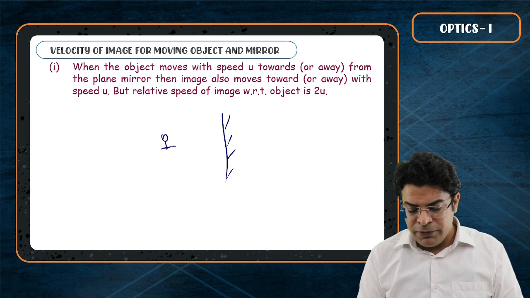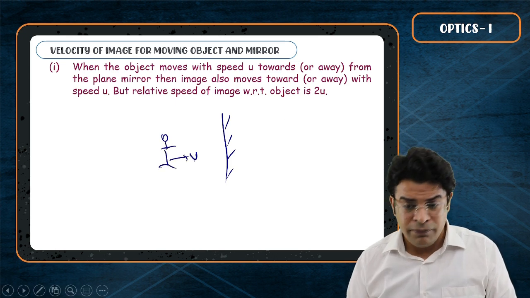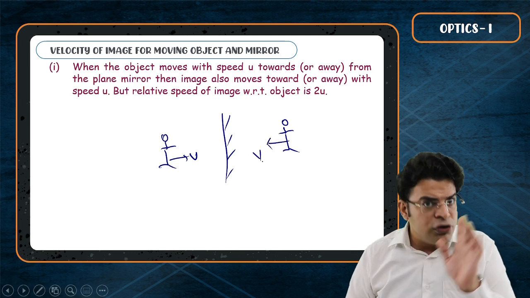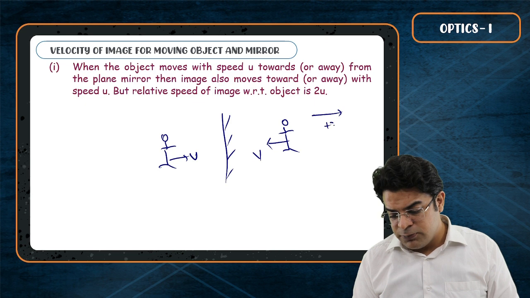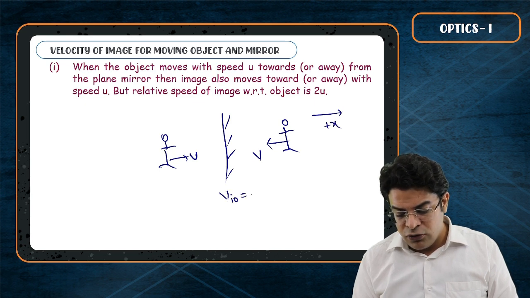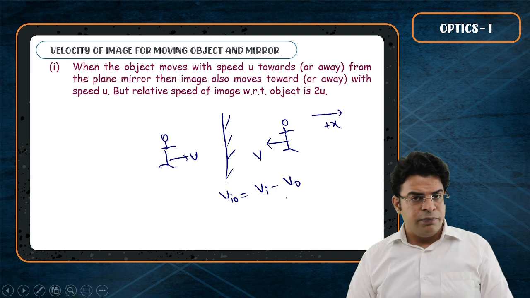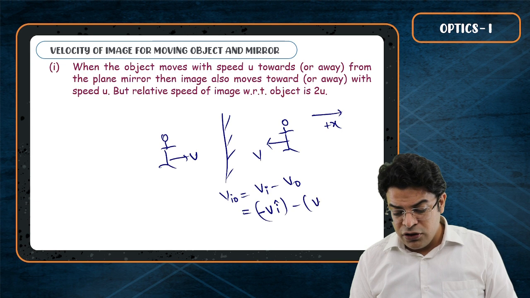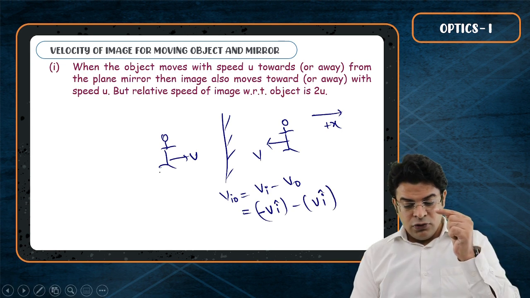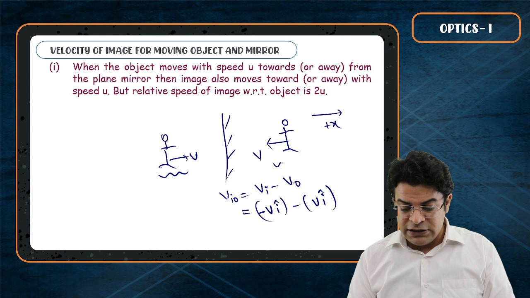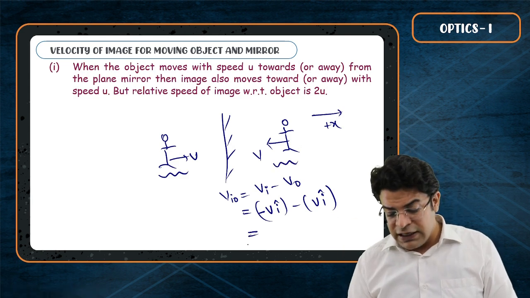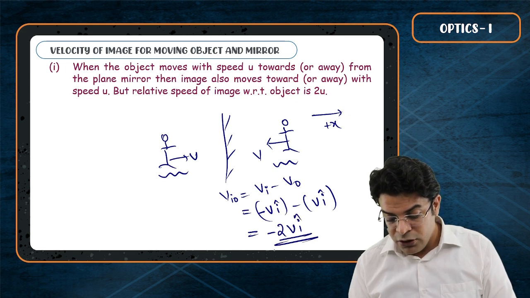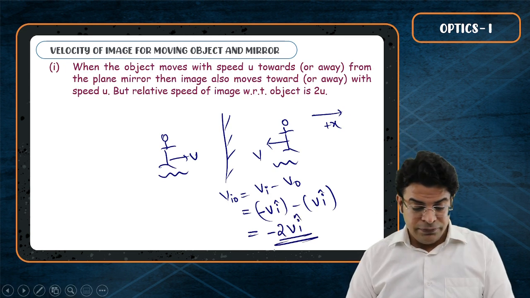You will say that if the person has a velocity v towards the mirror, then the image will have the same magnitude of velocity but in the opposite direction. If I take this direction as positive x, then the velocity of image with respect to object equals velocity of image minus velocity of object. Velocity of image will be written as minus v i cap, minus velocity of object, that will be v i cap. The object has velocity towards positive x, the image has velocity towards negative x. So the velocity of image with respect to object will be minus 2v i cap. That's what we are trying to establish here.